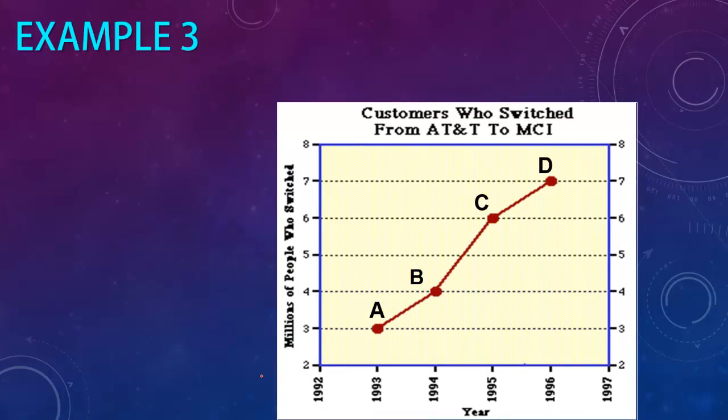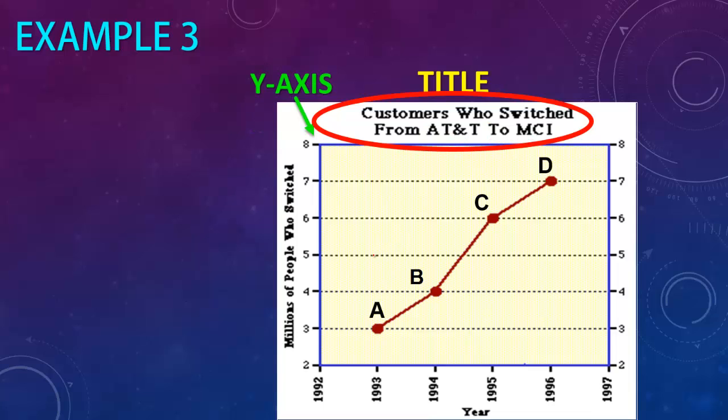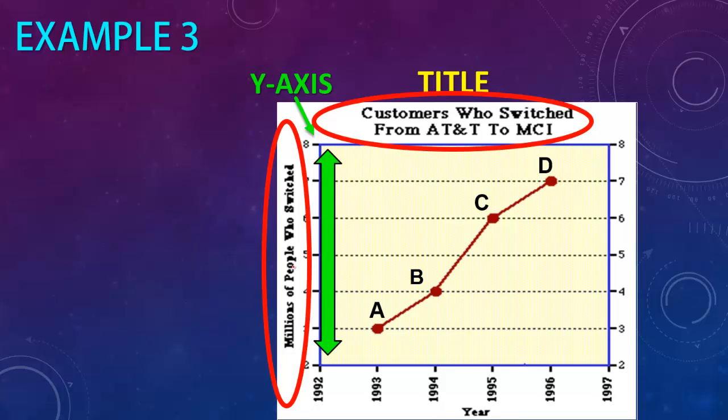Next example. Again, pay attention to the graph. What are we being asked here? Here's our title. That tells us this graph is about customers who switched from AT&T to MCI. Your y-axis tells us the millions of people who switched. So notice that says millions of people who switched.